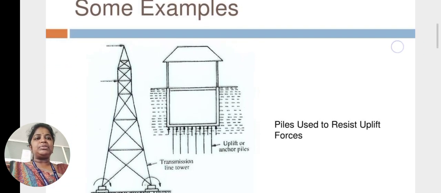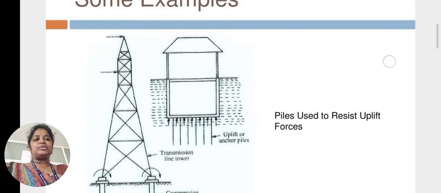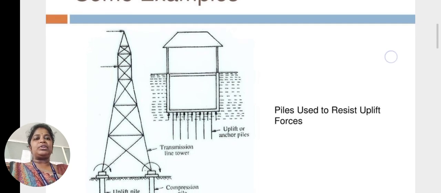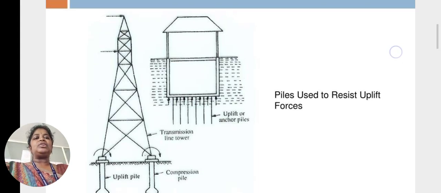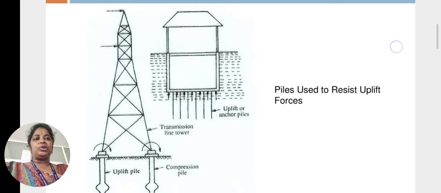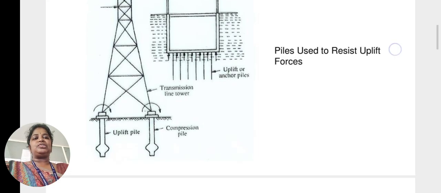And some more examples are piles used to resist uplift forces. Mainly the uplift forces concept occurs in transmission towers and also underwater structures. So for the structures which are constructed underwater, these uplift or anchor piles are used to resist them or protect them. And coming to the transmission line towers, compression piles or uplift piles are used to safeguard these structures. So piles are used in these structures frequently.